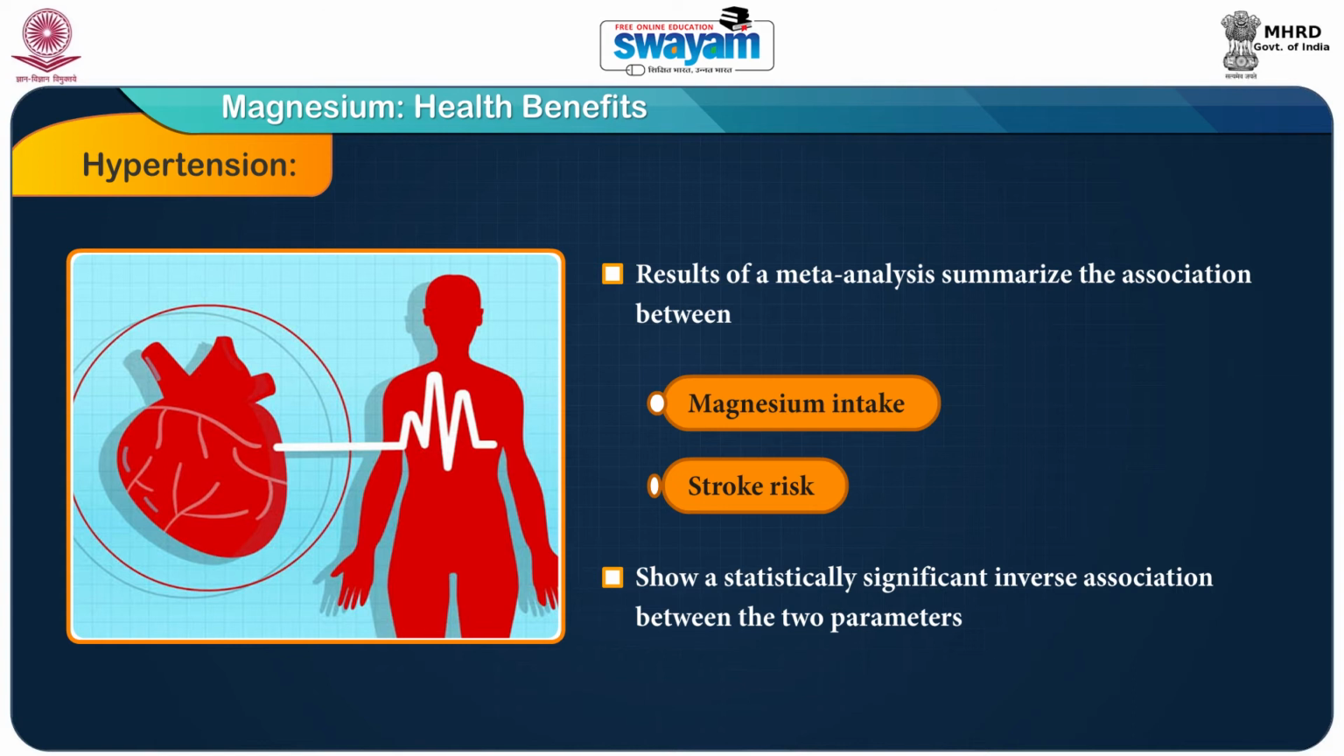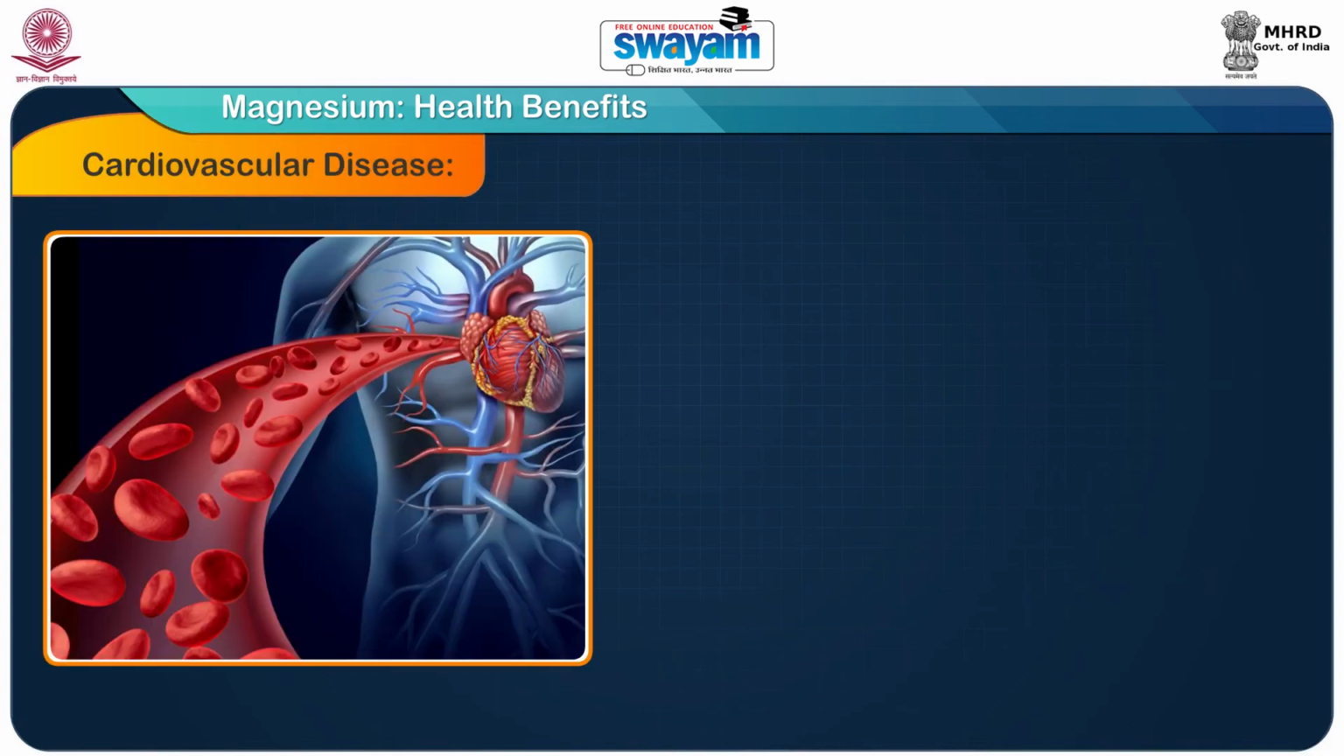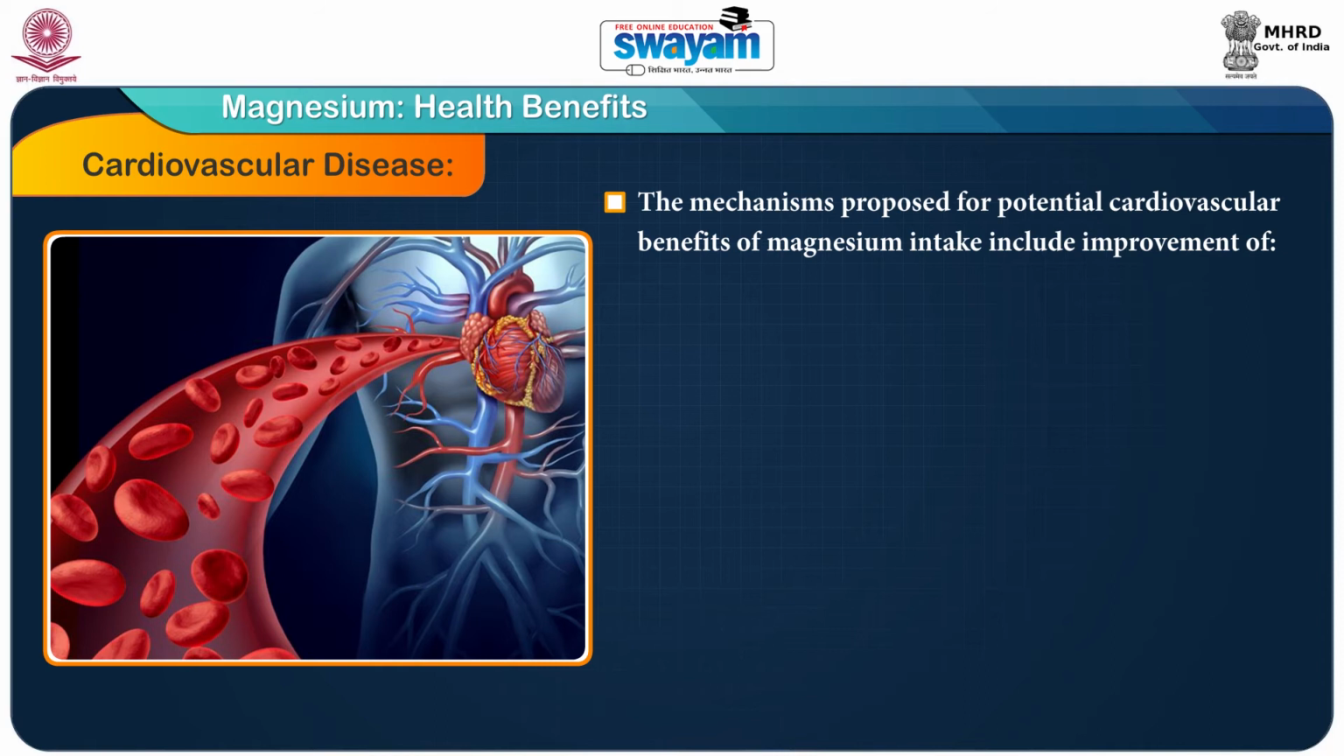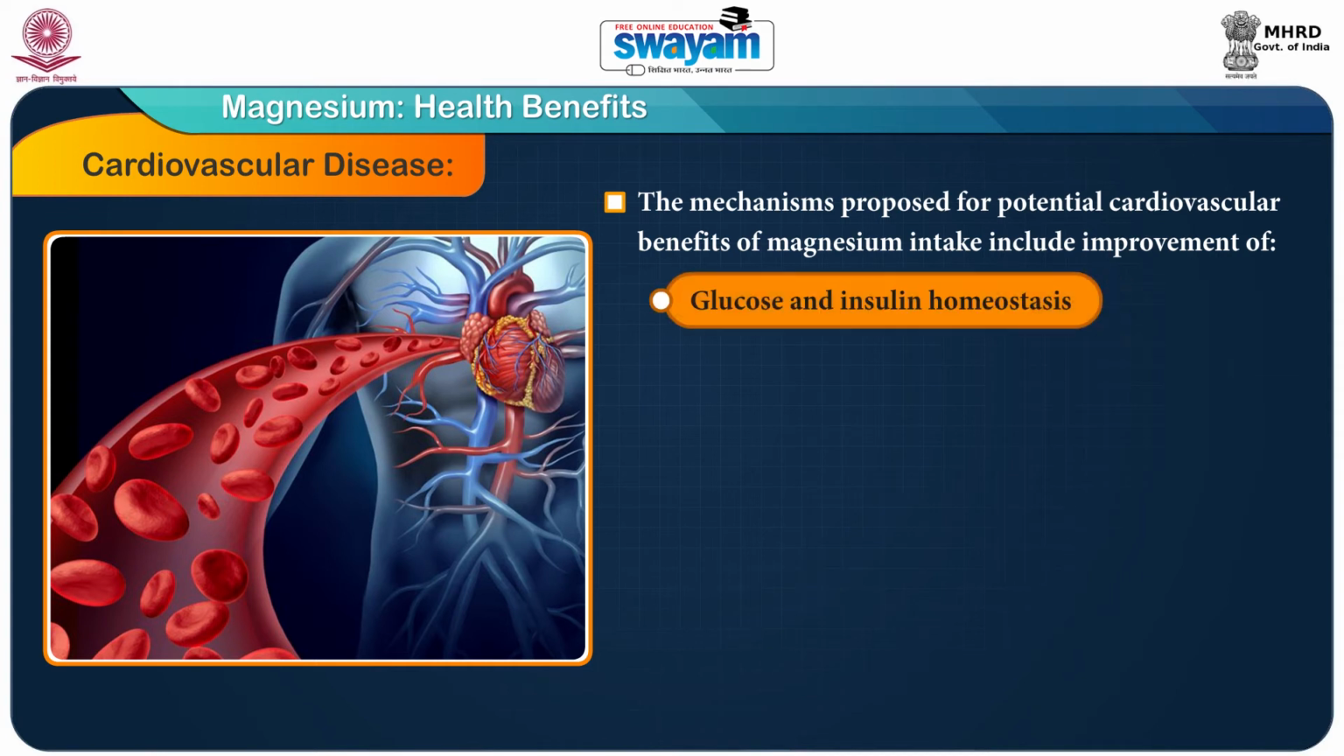Now, coming to the next benefit, health benefit of magnesium as related to cardiovascular disease. The mechanisms proposed for potential cardiovascular benefits of magnesium intake include improvement of glucose and insulin homeostasis or lipid metabolism.